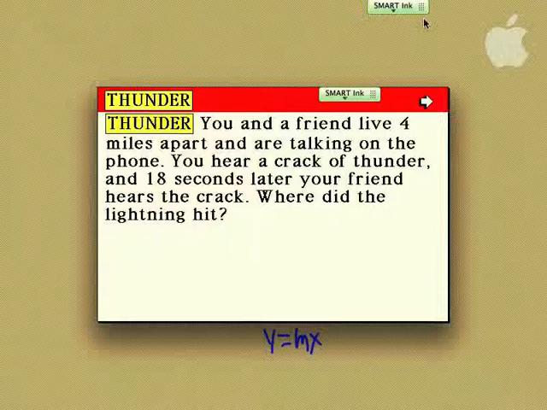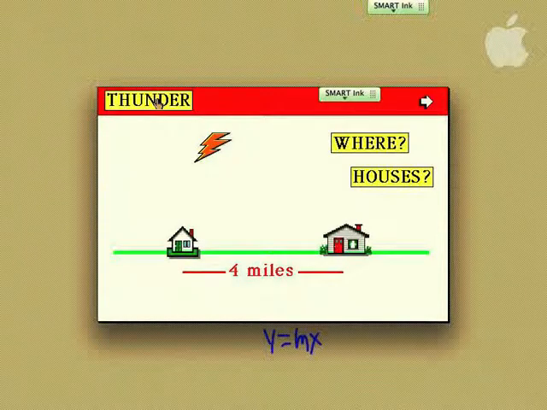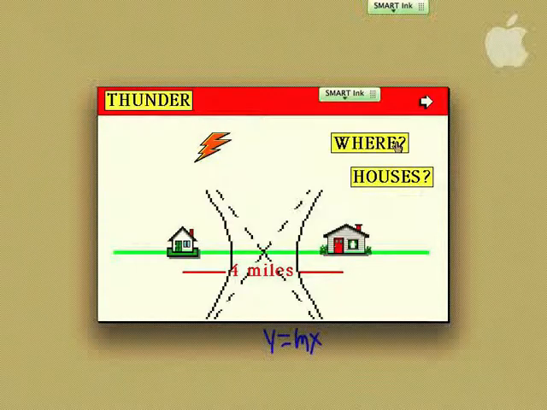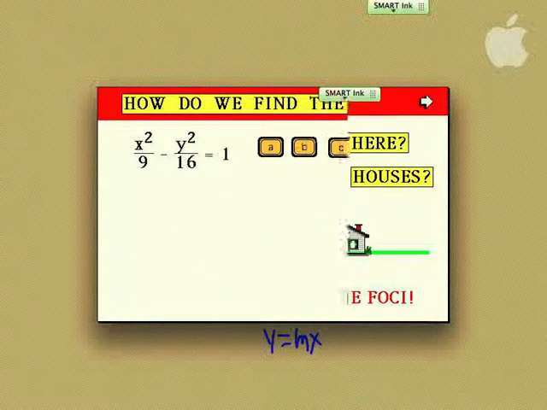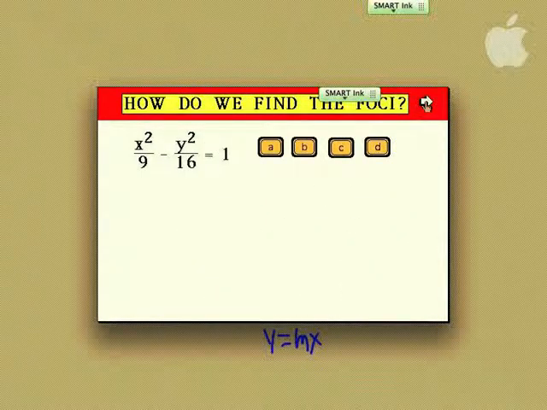Anyway, so where did it hit? Well, it would actually hit on a hyperbola, and the houses act like foci. Remember, ellipses have two foci, a parabola has a focus, and a hyperbola has two foci. So the houses would be the foci. The question is, how do you find them? For example, I want to find the foci for this hyperbola.